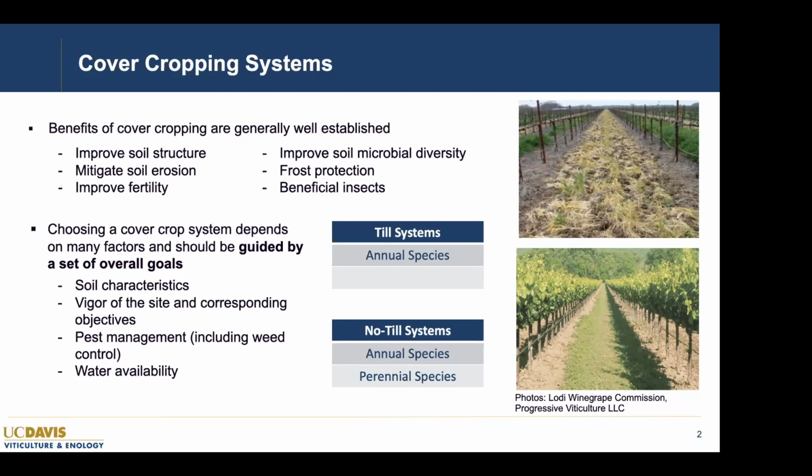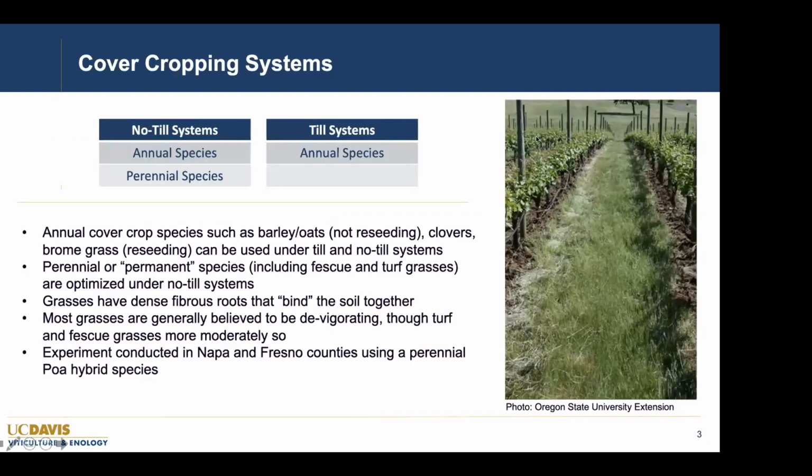So at the most broad level, we can kind of split cover crops into two categories, annual species and perennial species, and then again separate those into till and no-till systems. Although there's a fair amount of gray area in separating them like this, whether you're planting cover crops in every other row, you're using a no-till seeder, or you're cultivating prior to seeding the cover crop. But for the purposes of this experiment that I'll present on, I'm just going to discuss them within these two categories. So a majority of cover crops in California vineyards tend to be annual grasses used under the till system.